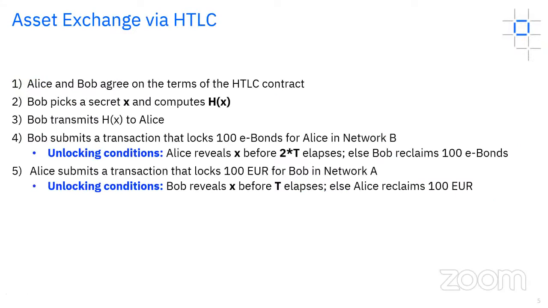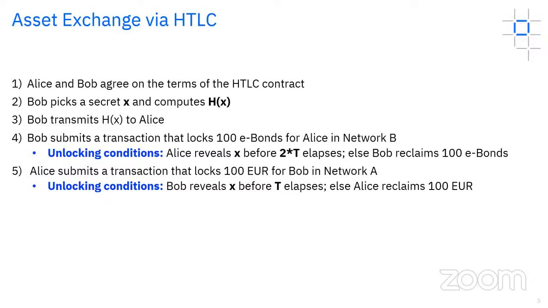So I think Corentin and Clément already described a bit how HTLC looks like, and here I will just expand on that. When it comes to HTLC, the first interaction would be Alice and Bob agreeing on the terms of the contract. And here the terms of the contract, if we go with the example I presented in the previous slide, would be Alice saying, yeah, I will pay 100 euros for 100 e-bonds.